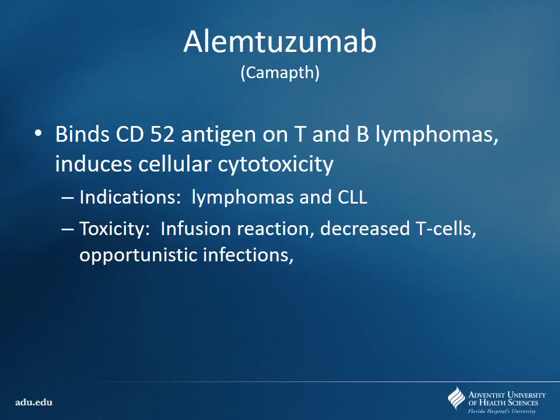Next one, you have alemtuzumab, which is affecting CD52. This is affecting both T and B lymphocytes, so this can be used for those types of lymphomas. Again, notice that we're using it for a much narrower scope of cancers than you could see with things like methotrexate or cytarabine. Very similar adverse effects can be seen here. Opportunistic infections are probably one of the big things you're going to be looking for.